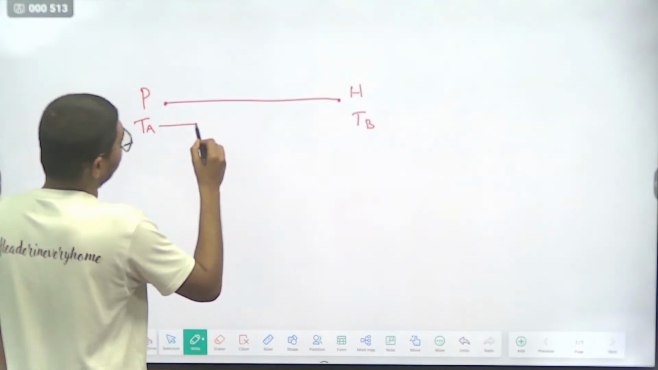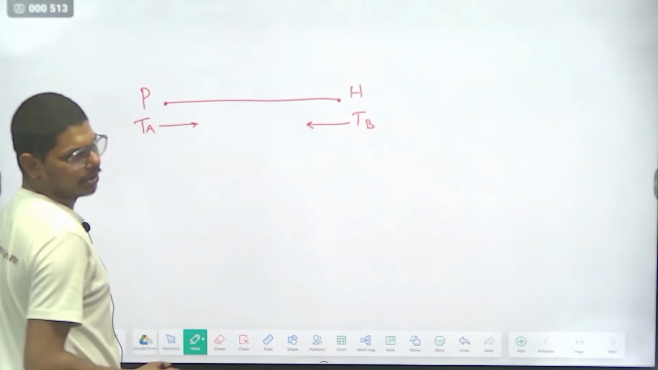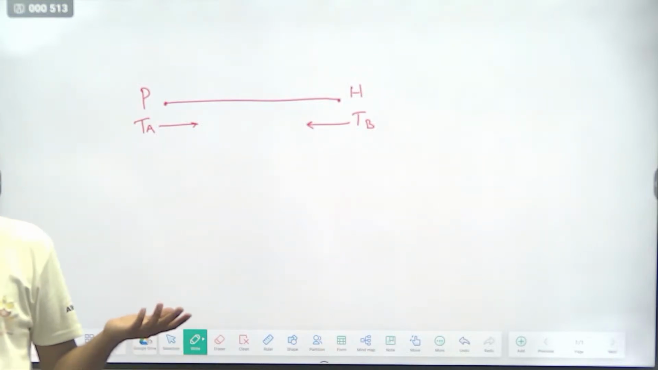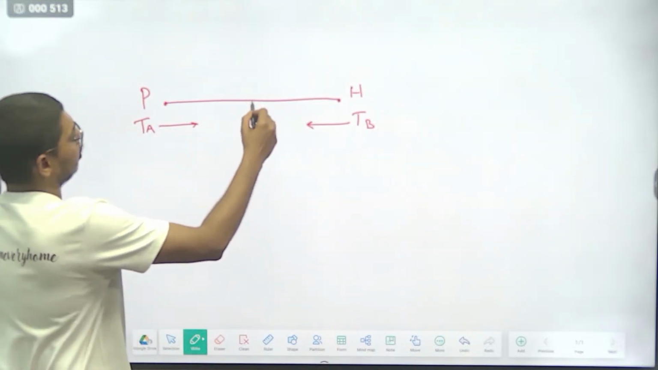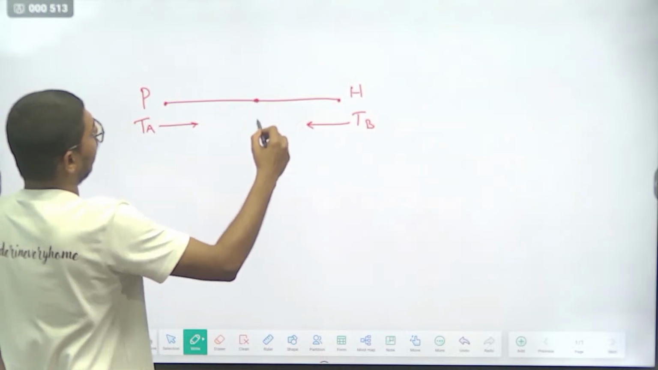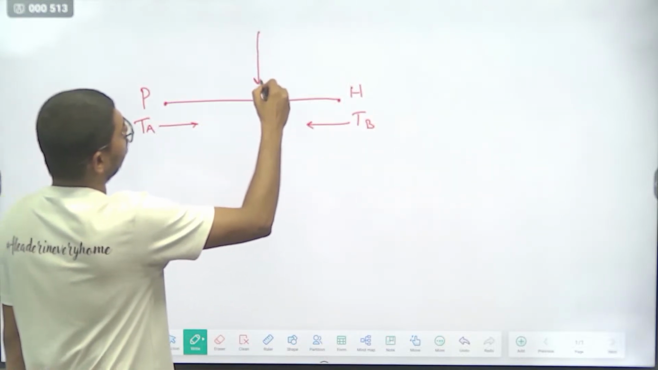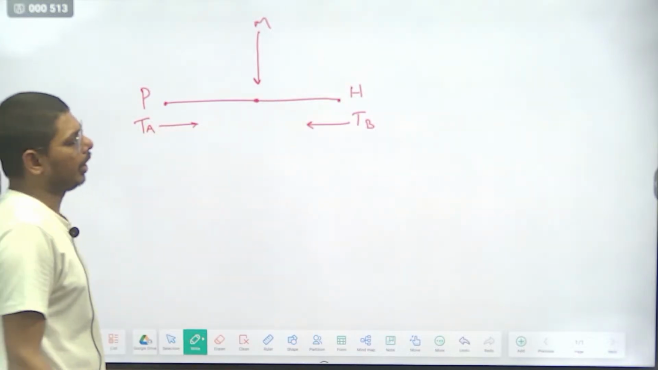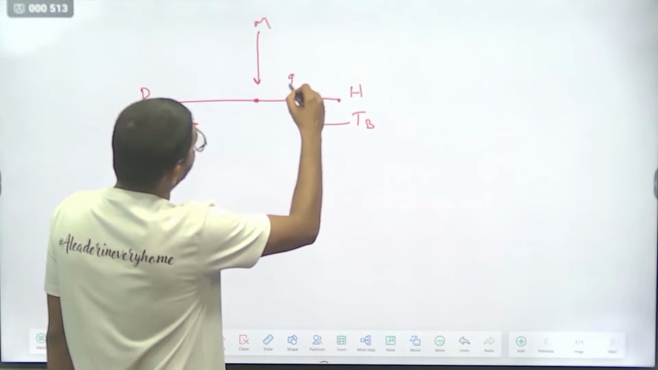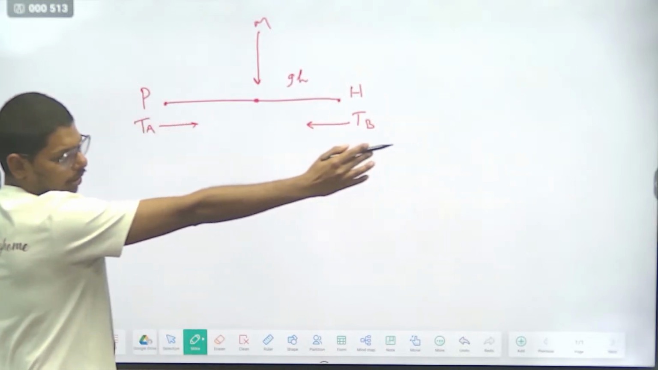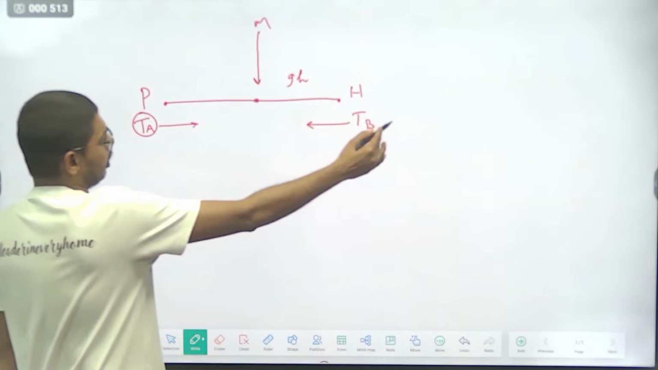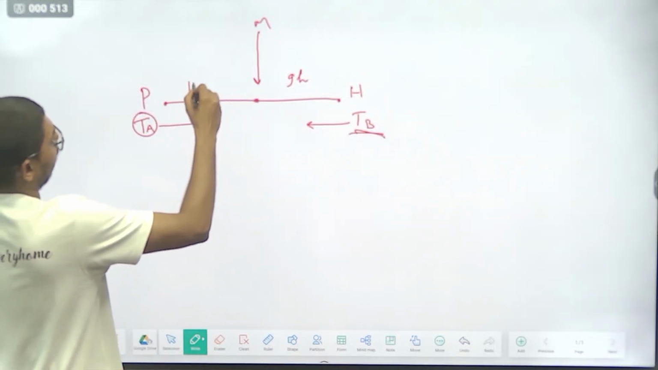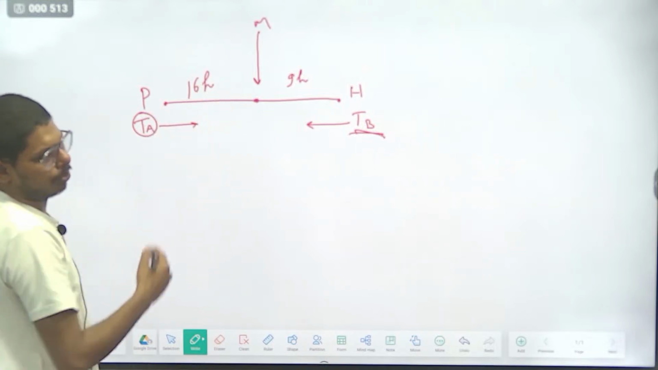It has started in the opposite direction, not the same direction, at the same time, right? After meeting, let's say they met at this particular point called M, right? After meeting, train A takes 9 hours to complete the journey. Train A will be reaching Howrah, right? And train B, after meeting at this point, takes 16 hours to reach the point P.